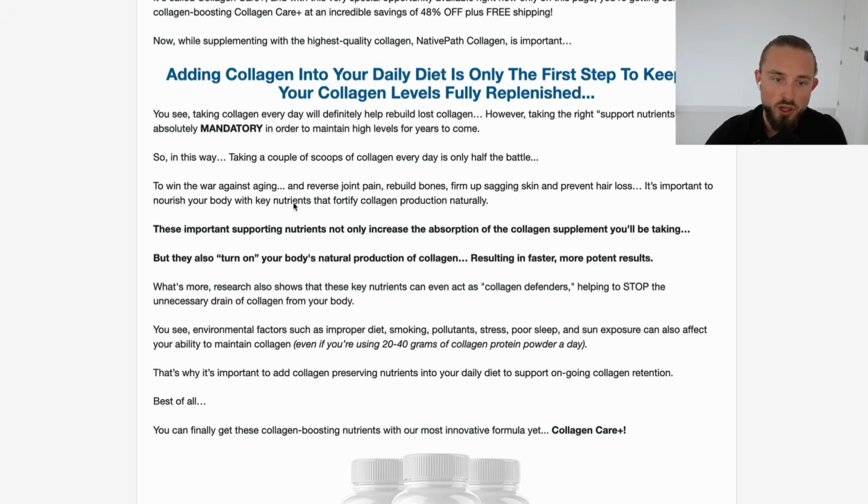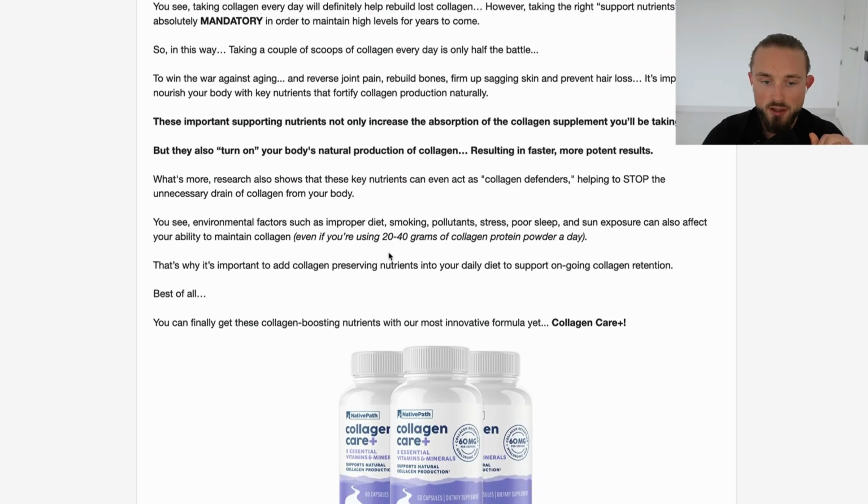It's important to nourish your body with key nutrients that fortify collagen production naturally. These important supporting nutrients not only increase the absorption of the collagen supplement you'll be taking, but they also turn on your body's natural production of collagen, resulting in faster and more potent results. What's more, research also shows yada, yada, yada, yada.